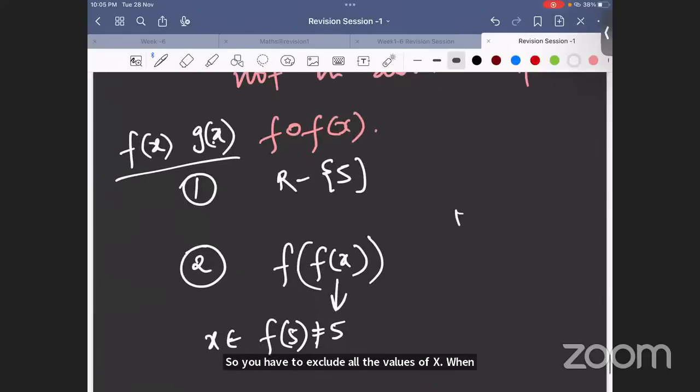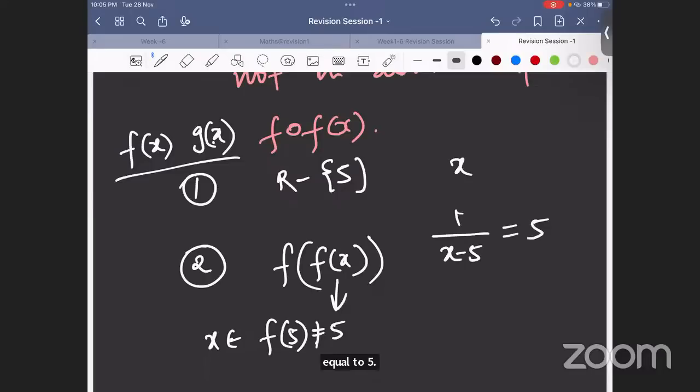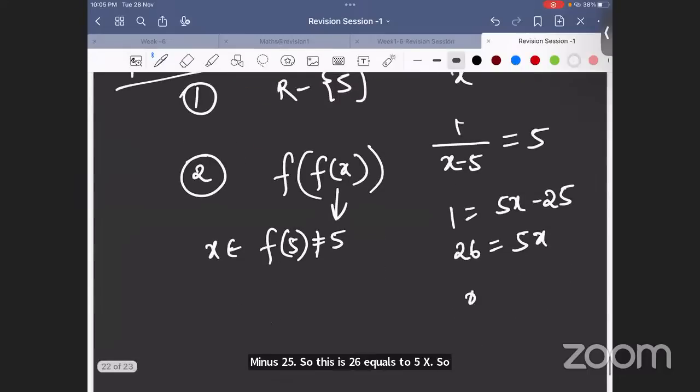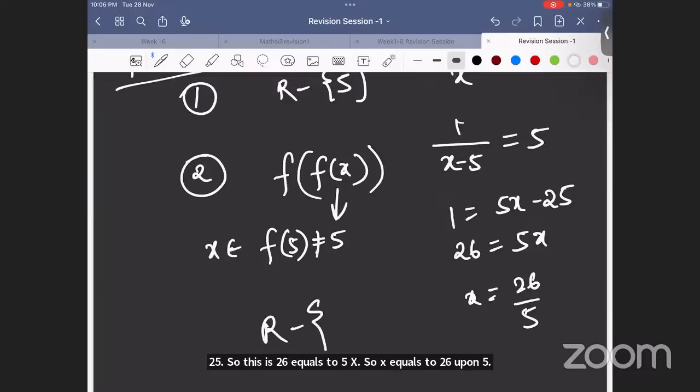Okay, so 1 upon x minus 5 is equal to 5. So you have to remove all those values of x where this is holding. So 1 equals 5x minus 25. So 26 equals 5x, so x equals 26 upon 5. So you have to remove R minus 5 comma 26 by 5.